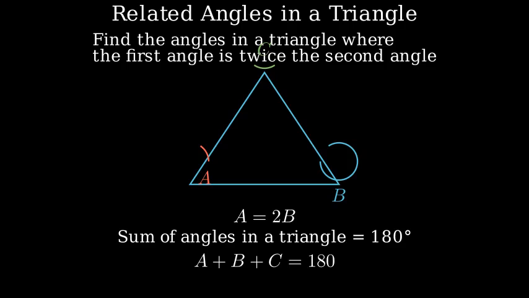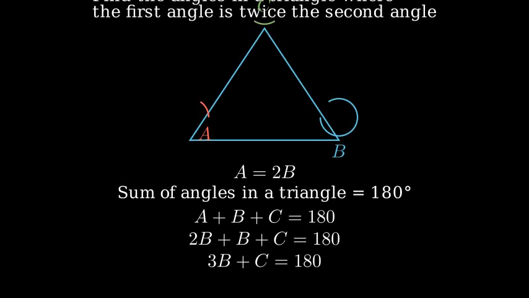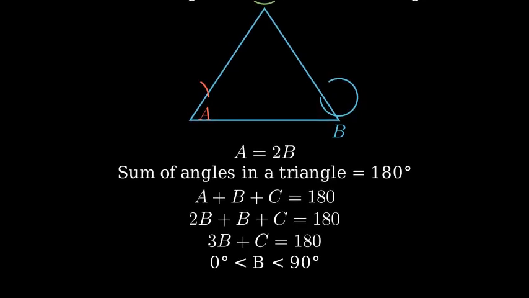Since we know that angle A equals 2 times angle B, let's substitute this into our equation. This gives us 2B plus B plus C equals 180 degrees. Simplifying the left side, we get 3B plus C equals 180 degrees. Now, since we're working with a triangle, we know that angle B must be positive and less than 90 degrees.